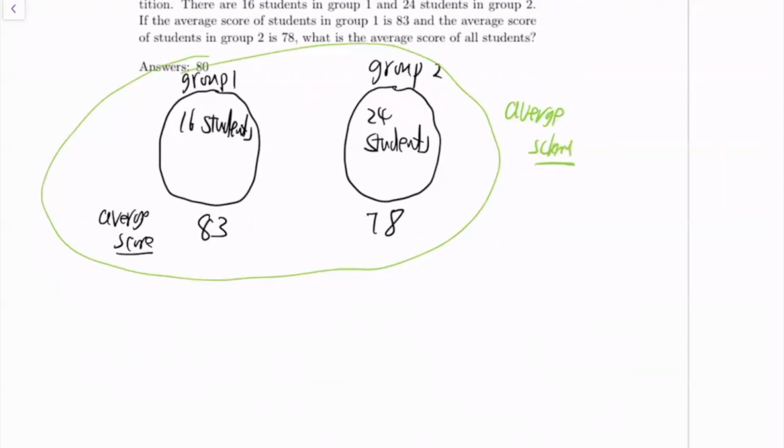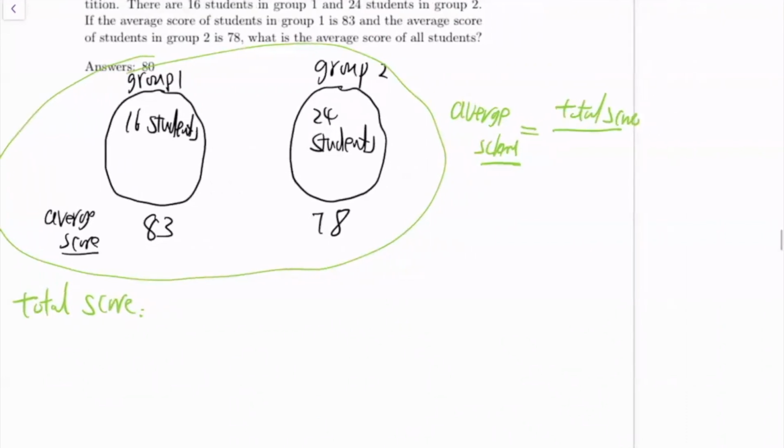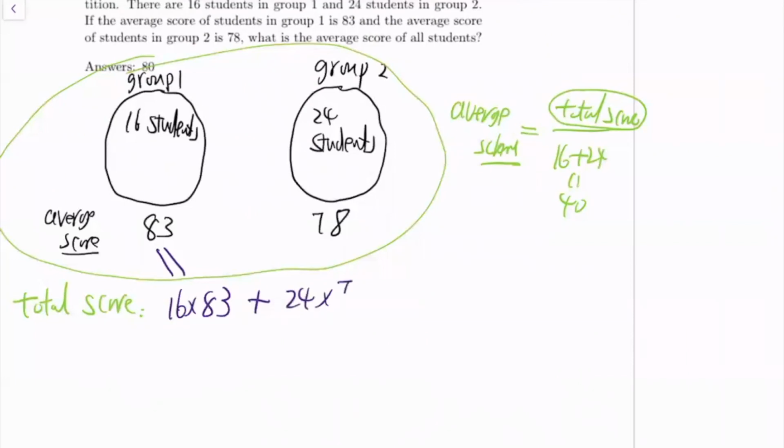First, let's compute the total score. The average score is the total score divided by the number of students, which is 16 plus 24, which is 40. So all we need to figure out is the total score. The total score in group 1 is 16 times its average, 83, plus 24 times its average, which is 78.